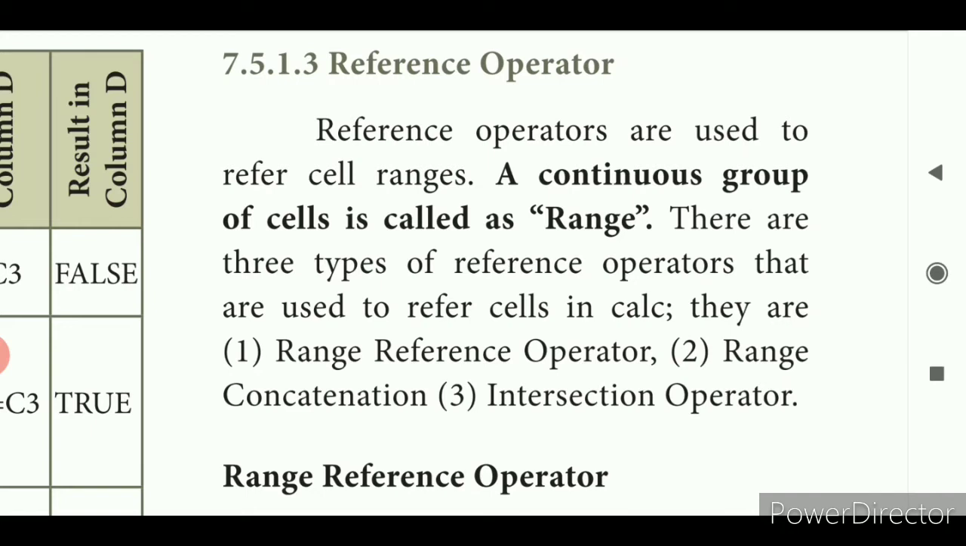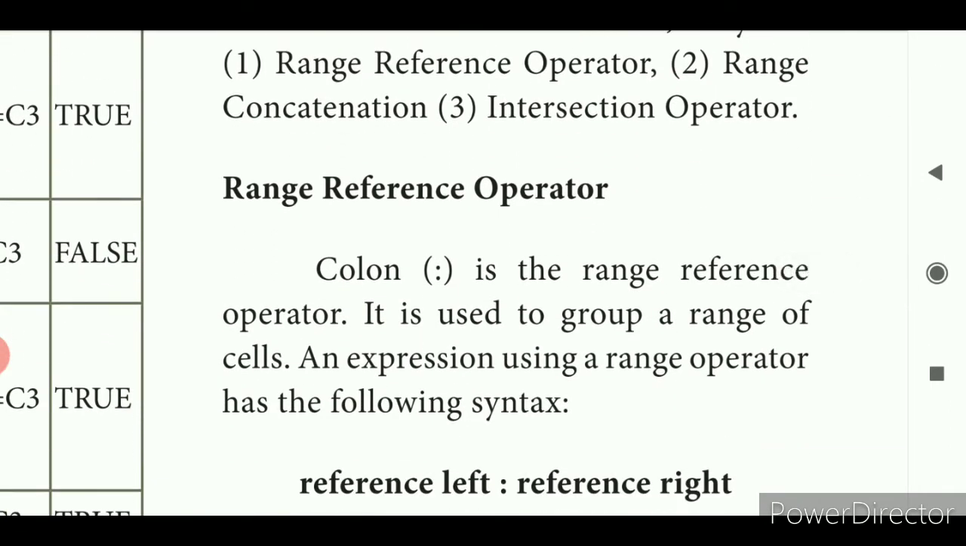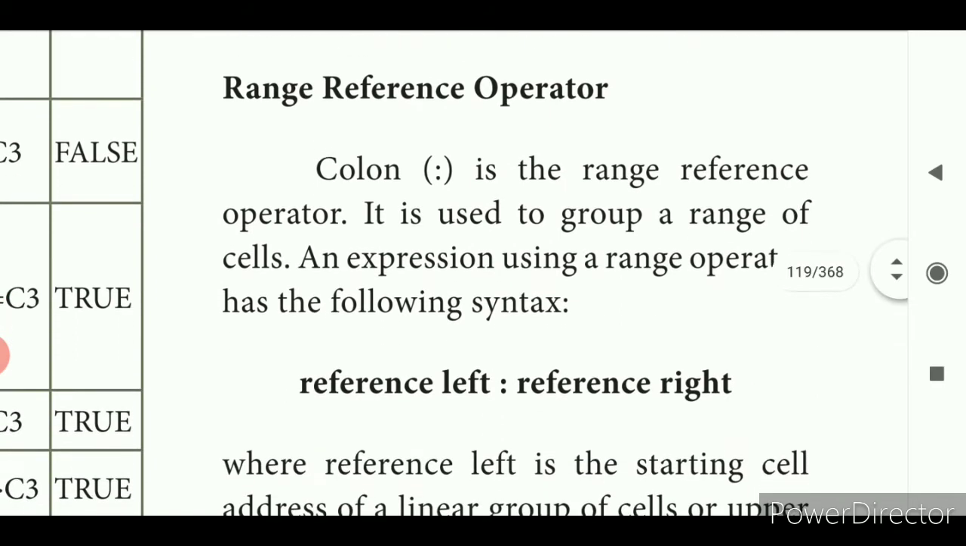The reference operator is used to refer to a group of cells. There are three types of reference operator: range reference, range concatenation, and intersection. What do we mean by the range reference operator? The colon is the range reference operator. You have to give the reference left, colon, reference right. In case B3 to E3 you have to add, B3 is the reference left, then the reference right is E3. So B3 colon E3.